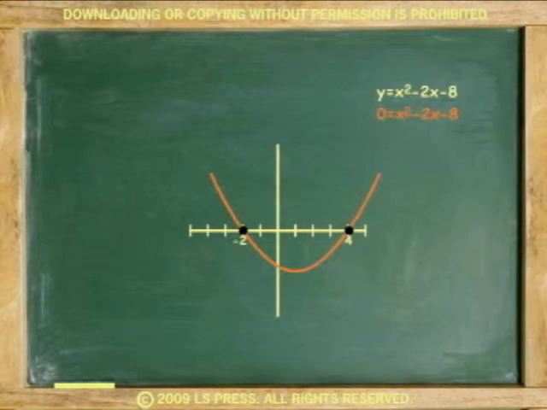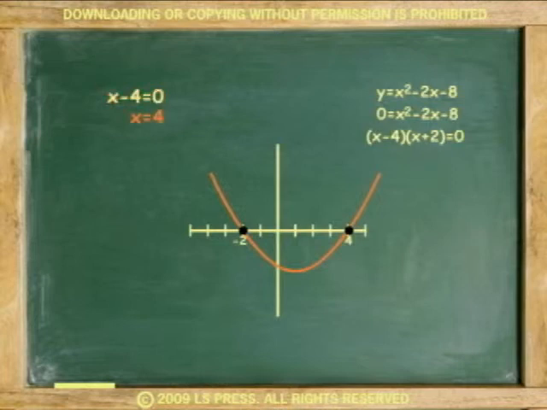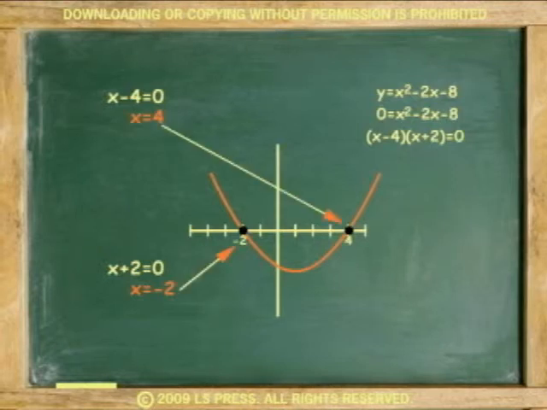0 equals x squared minus 2x minus 8. Factoring the trinomial, x minus 4 times x plus 2 equals 0. Because it is not known which one of the two binomials, x minus 4 or x plus 2, is equal to 0, setting up each binomial equal to 0 is the way to find both values. X minus 4 equals 0, x equals 4. Or x plus 2 equals 0, x equals -2. These answers are called the roots of the quadratic and can be verified in the graph.